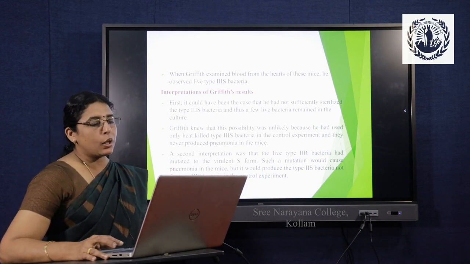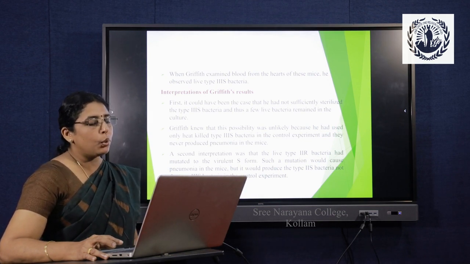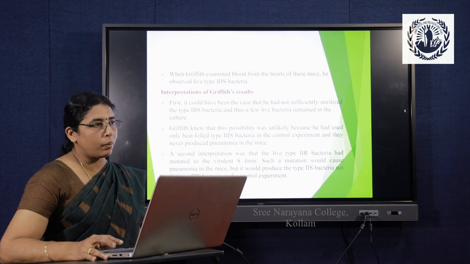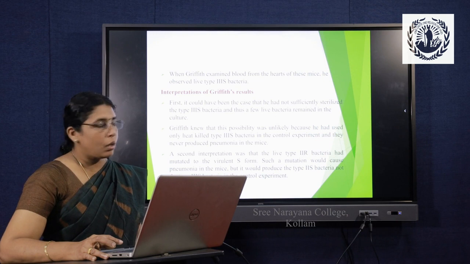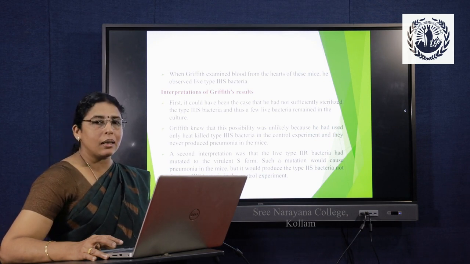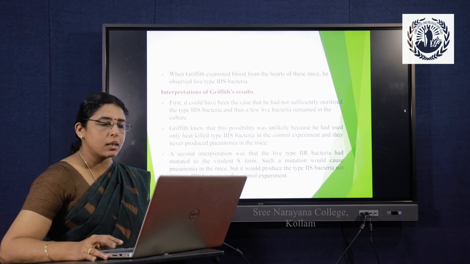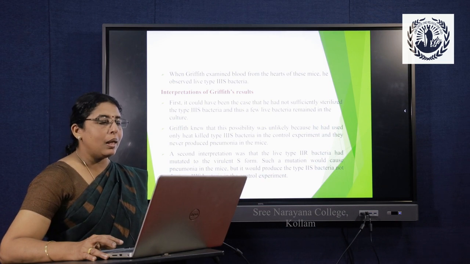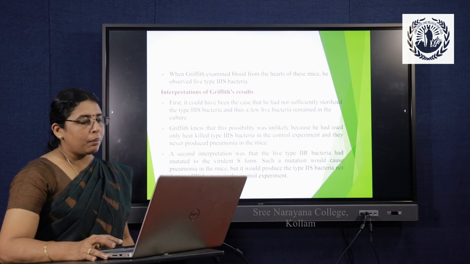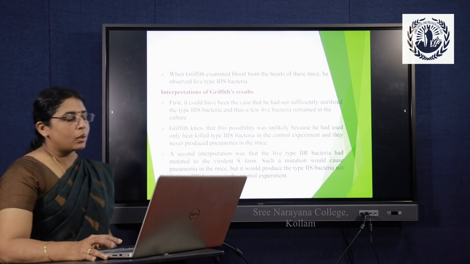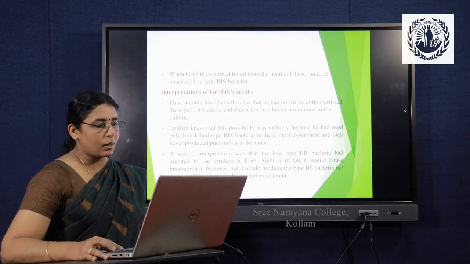The second interpretation is that the live type 2R bacteria had mutated to the virulent S form, but there is no chance for such a mutation. Normally the type 2R bacteria mutate to type 2S bacteria, but here he observed live 3S bacteria in the blood. So there is no chance for such a mutation.